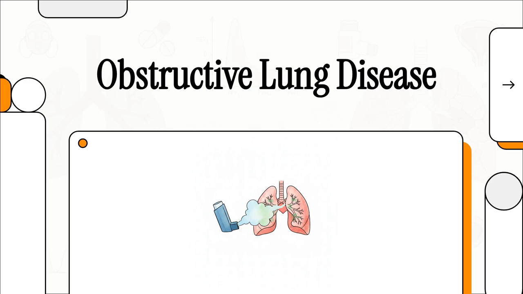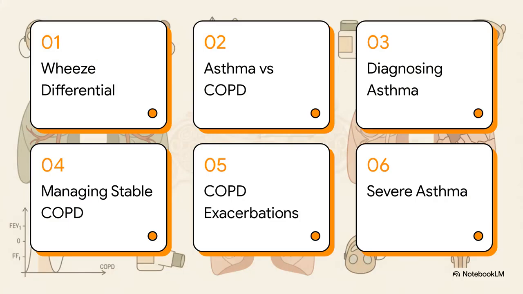Okay, let's dive straight into obstructive lung disease for Step 2 CK. We're skipping the fluff and focusing strictly on the clinical decision pathway and the exact next best step logic you need for the boards. We're going to move quickly through the obstructive wheeze differential, asthma versus COPD, diagnosing suspected asthma, managing stable COPD, acute COPD exacerbations, and finally, severe asthma.